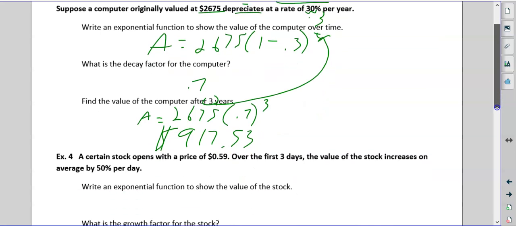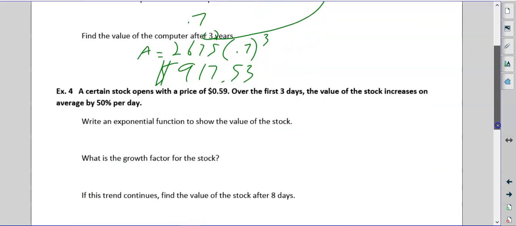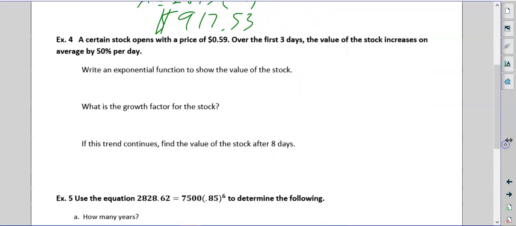Because it is money. All right, a certain stock opens up with this price. Over the first 3 days, the value increases, that's plus, by 50% per day. Now notice, these have to match. All right? Pay attention, if there's days and weeks, you might have to convert, but this is days and days.